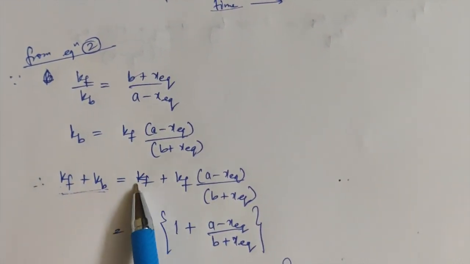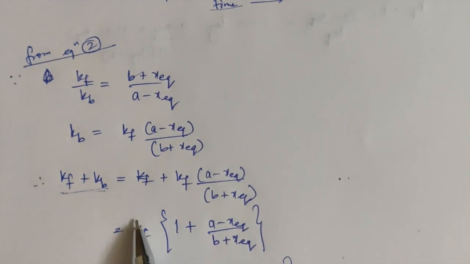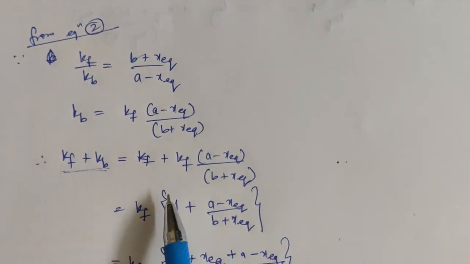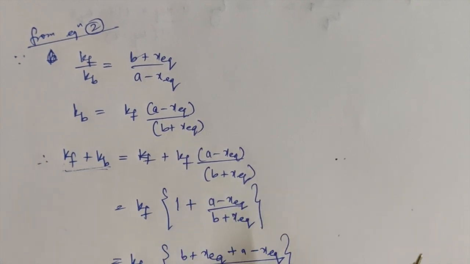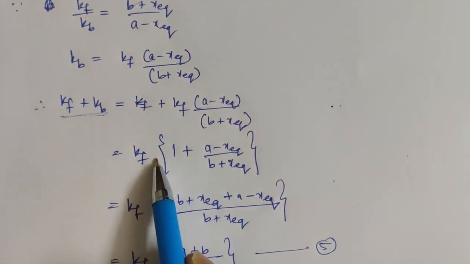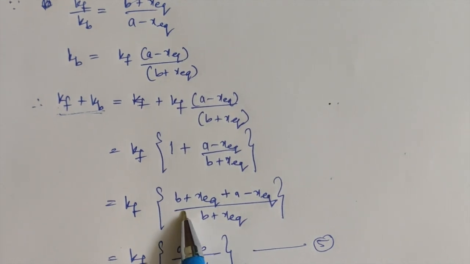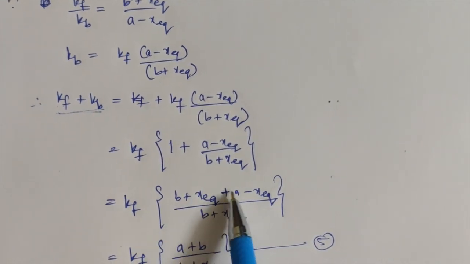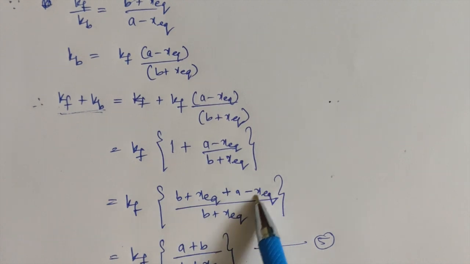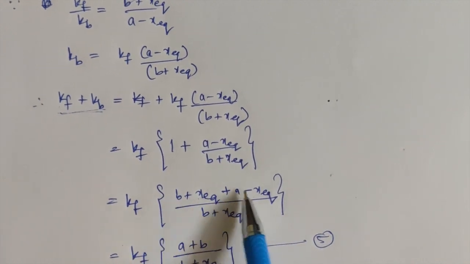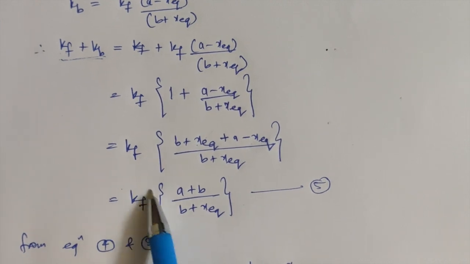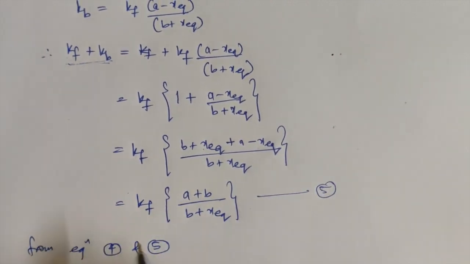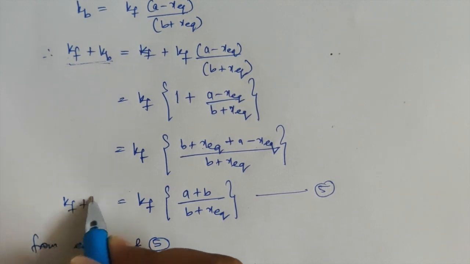On the right hand side, when I add kf, I can take that common, and that will be kf, and in the bracket it will be 1 plus a minus xeq by b plus xeq. On taking the denominator, I'll have b plus xeq plus a minus xeq. This term and this term will cancel out, and I will just get a plus b in the numerator. So a plus b by b plus xeq, and kf is over here. This is equation number 5. This is nothing but kf plus kb.